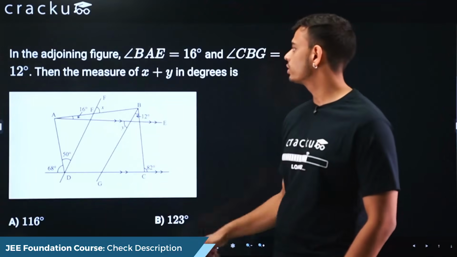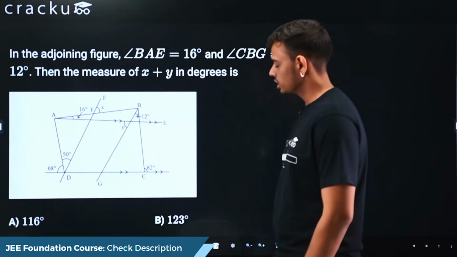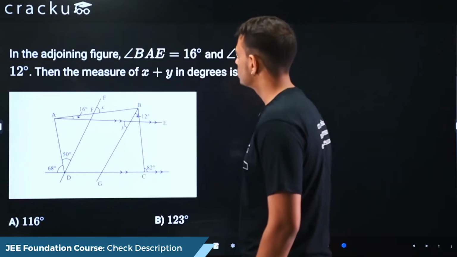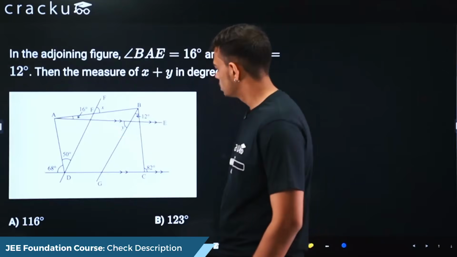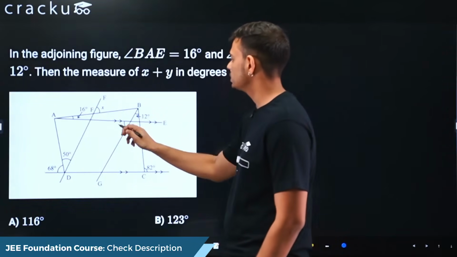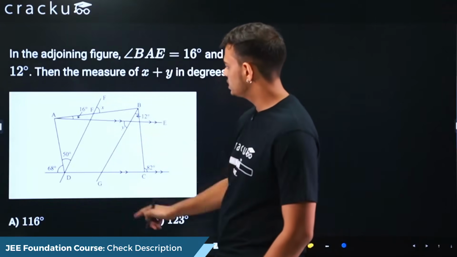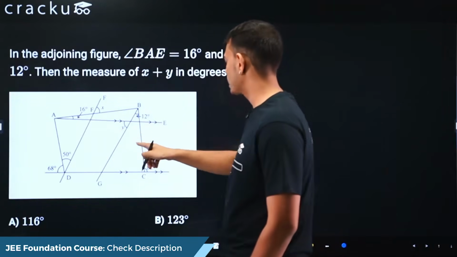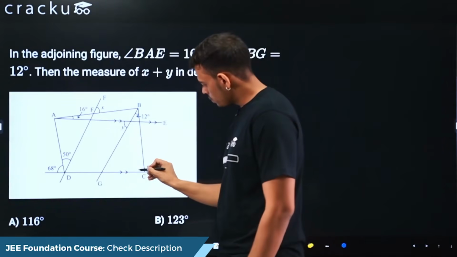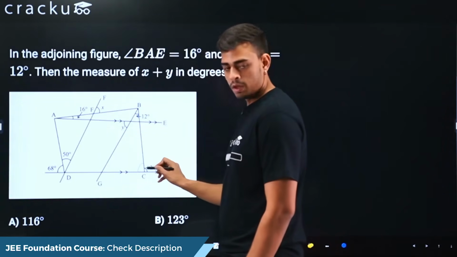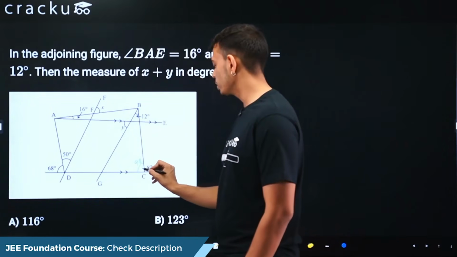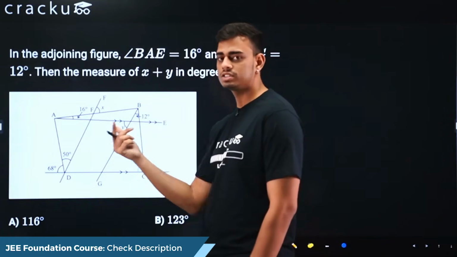So in this geometry question, we are given some figure consisting of a lot of parallel lines. We are given that BAE is equal to 16 degrees. CBG is 12 degrees. And we need the measure of x plus y. We see these arrows: AE is parallel to DC. This is 82 degrees. What will be this? 180 minus 82 is 98 degrees, because these two angles should sum up to 180 since they are on a straight line.